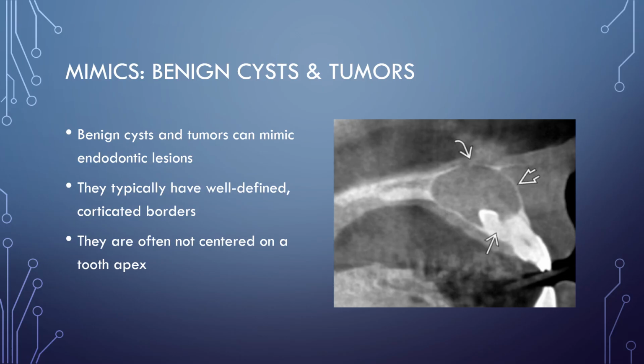Unlike a typical inflammatory endodontic lesion, which usually has ill-defined borders, benign cysts typically exhibit very well-defined corticated borders that appear as a distinct radiopaque line. Furthermore, as you scroll through the planes, you will frequently notice that the epicenter of a benign lesion is not actually centered on a tooth apex, and the surrounding lamina dura may remain completely intact. Always correlate these distinct radiographic borders with your clinical vitality testing.